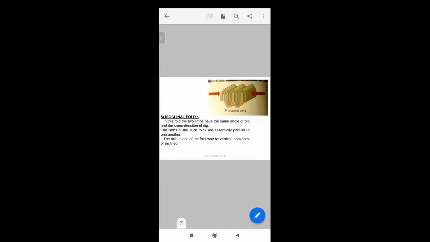Now next is the isoclinal fold. Isoclinal, okay, these are a special type of folds. Now here what are the characters of the isoclinal fold? Just a minute, I have to explain. Isoclinal, iso means here in this fold the two limbs have the same angle of dip and the same direction of the dip. Okay, the limbs of such folds are essentially parallel to one another. The axial plane of the fold may be vertical, horizontal or inclined.